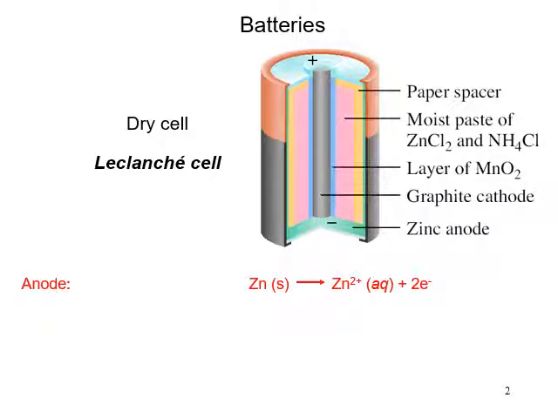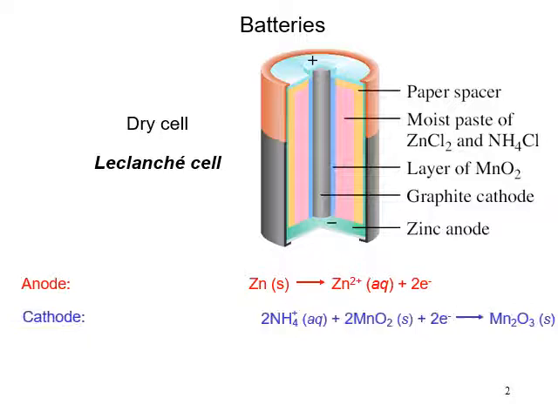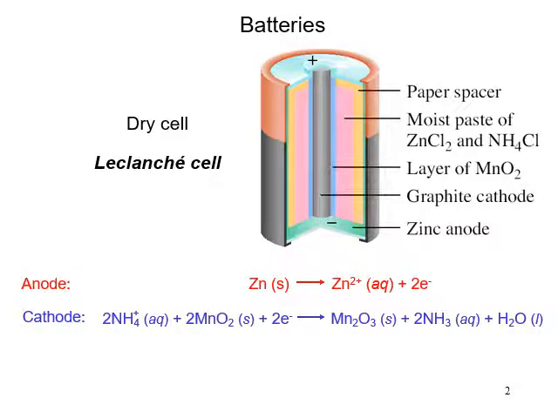This alkaline cell here is one of the most common that you've probably seen before. This is a zinc cell, so it has a cathode and an anode. The anode is zinc undergoing oxidation. The cathode is a compound undergoing reduction. And if you check it out, you'll see that MnO2 here is going to Mn2O3.